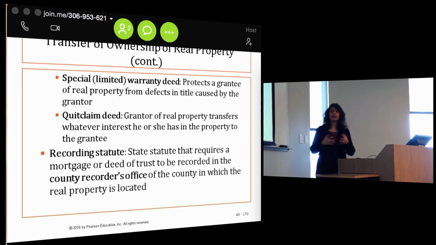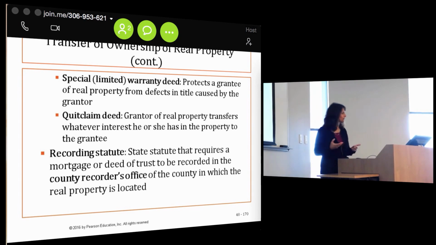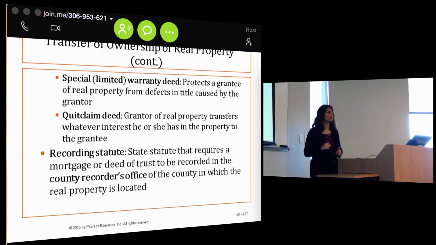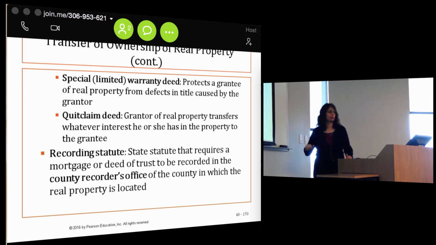Now, the deed is a piece of paper, right? What should you do with it? Well, it's your ownership interest, so safeguard it. But more importantly, record it. And what do we mean by that? Recording statute. So what does the word statute mean? Law, state law, in this case. Recording means to register, essentially, right? So a recording statute is a statute that requires a mortgage, even a mortgage or a deed, to be recorded where? In the county recorder's office of the county in which the real property is located.